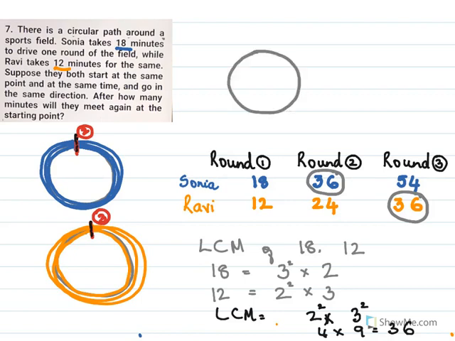It is the same circle. Let me explain it again. So here Sonia starts. She takes one round. She comes here. 18. After 36 she will be here. Then comes Ravi. Ravi takes one round, and then second round, and third round. After that at 36 he is again here. So they will meet after 36 minutes.